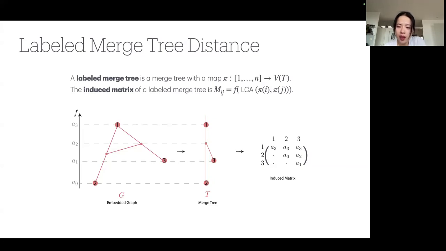So what do we do with the off-diagonal entries? Let's take entry 2,3, for example. I first find the vertex labeled 2, which is at the bottom.